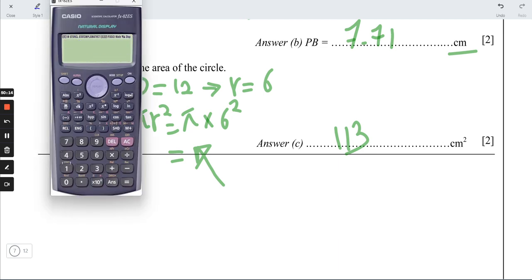Wait 1 second. So 3.14 times 10 to the power of 2. Yes. Okay.